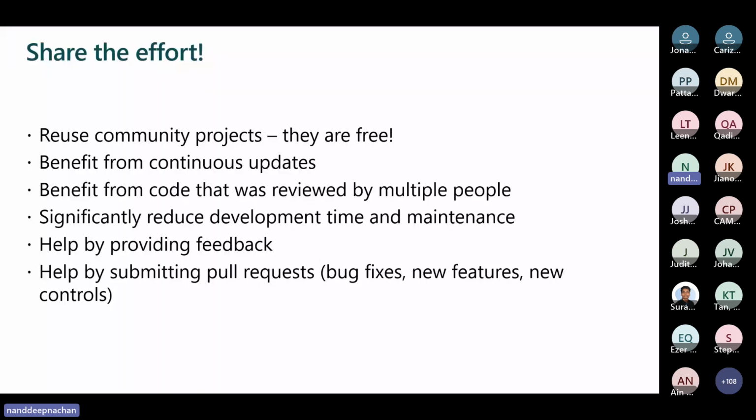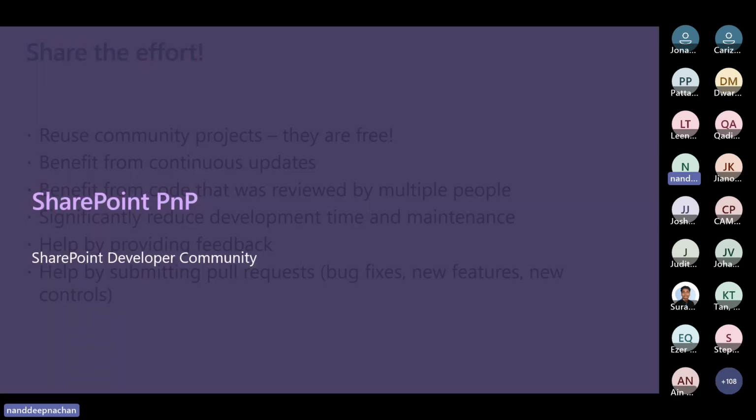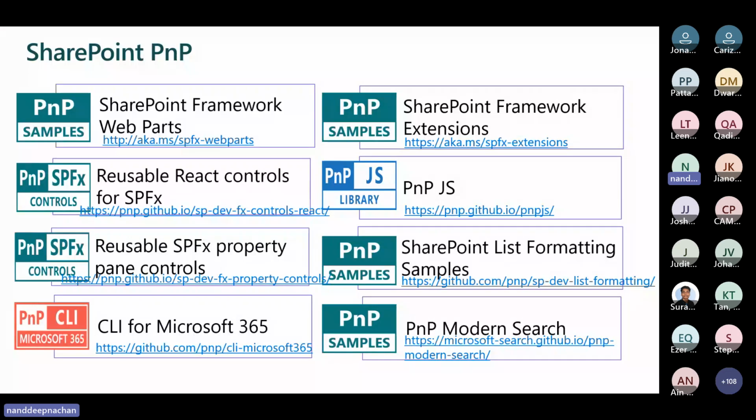So this solution is pretty simple: we start using PnP so that it will significantly reduce your development time as well as maintenance time. At the same time, you will get help by providing the feedback, as well as if in case you think there is some bug, you can also go ahead and submit those pull requests, so that you are also contributing back to the community, right?